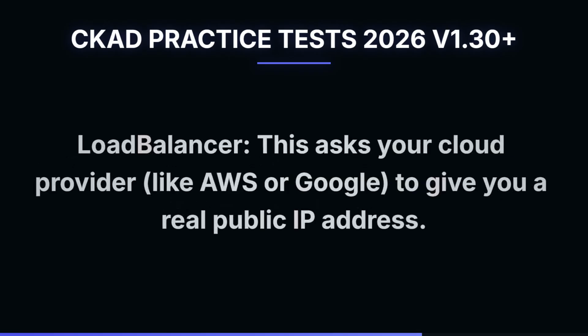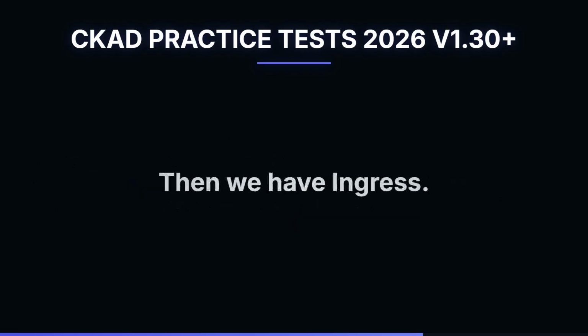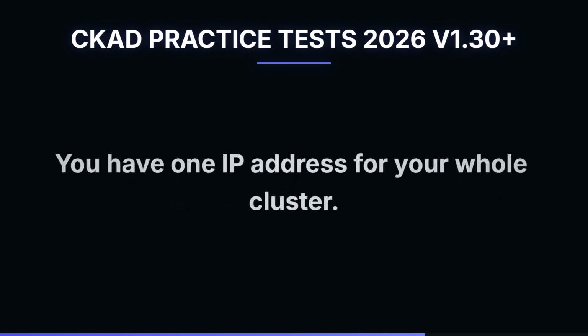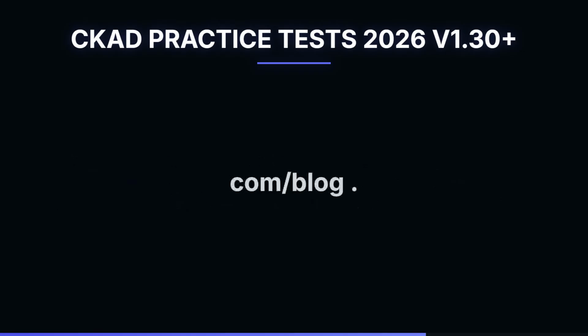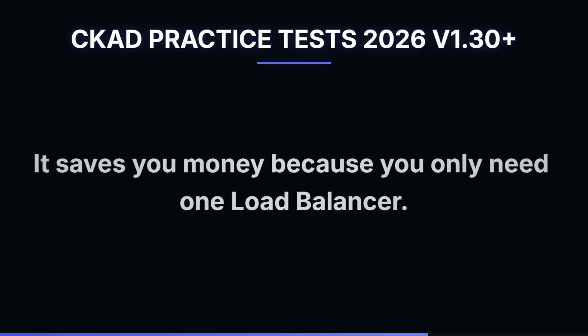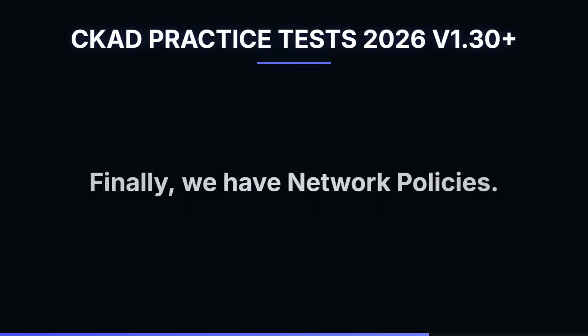3. LoadBalancer. This asks your cloud provider, like AWS or Google, to give you a real public IP address. Then we have Ingress. Think of Ingress as a smart receptionist. You have one IP address for your whole cluster. Based on that, it sends the user to the correct service. It saves you money because you only need one load balancer.